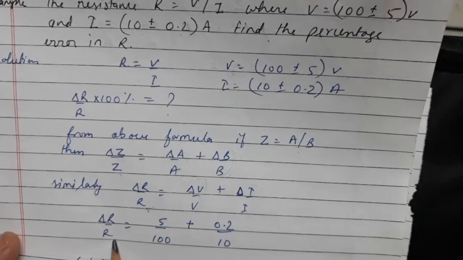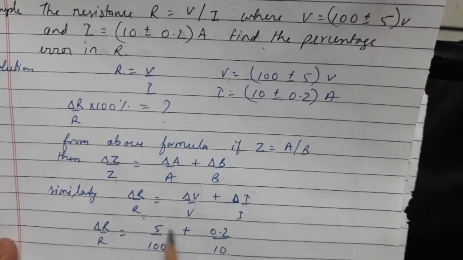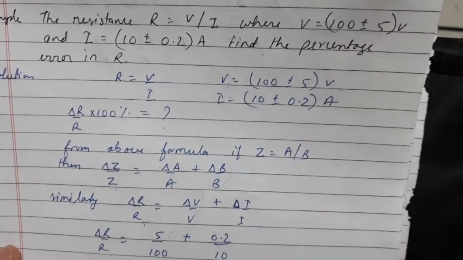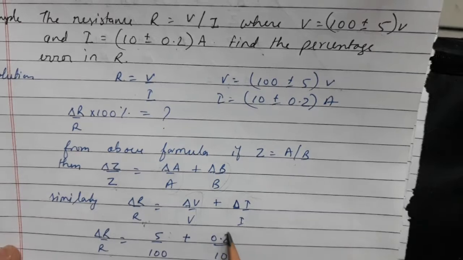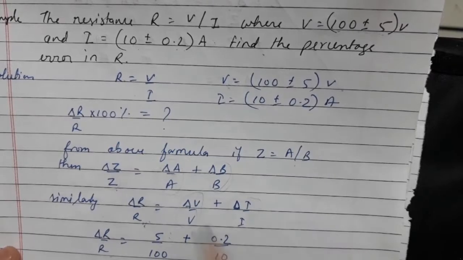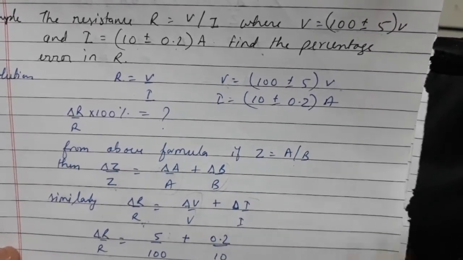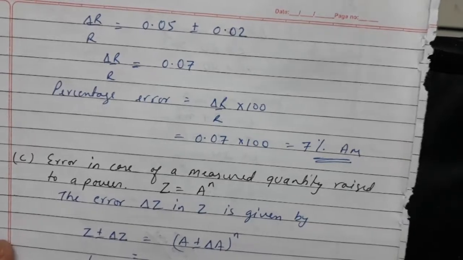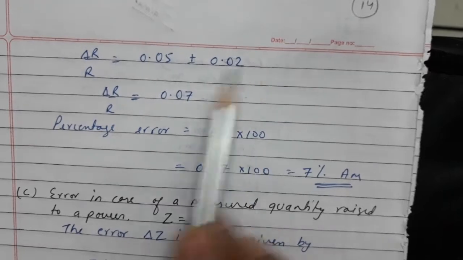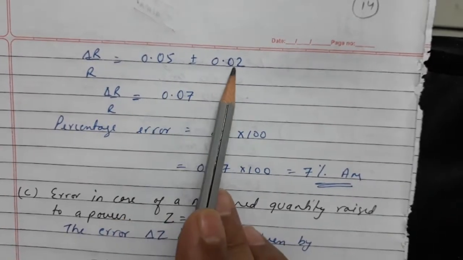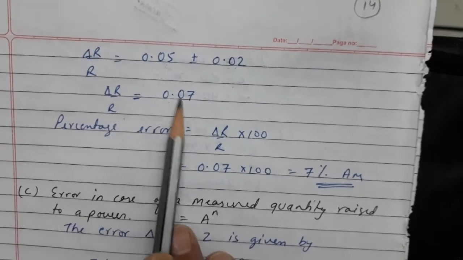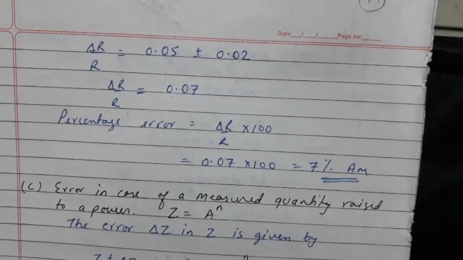So del R upon R can be written as 5 upon 100 because 5 is the absolute error and 100 is the true value or the real number, and 0.2 is the absolute error and 10 is the true value. So here by just substituting the values in this, we'll get the answer of del R upon R. So del R upon R can be written as 5 upon 100 and here it was 0.2 upon 10. So this thing can be written as 0.05 plus 0.02, and finally on adding this we'll get the relative error 0.07. But in the question we have to find out the percentage error.